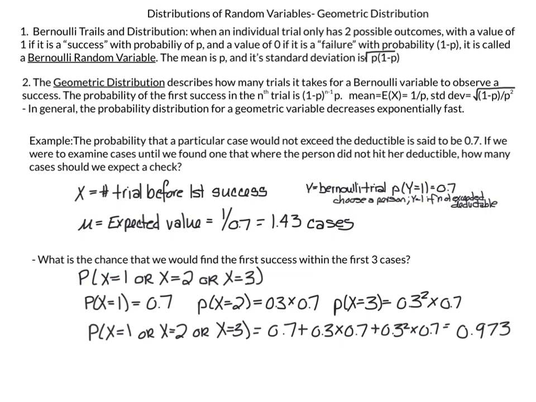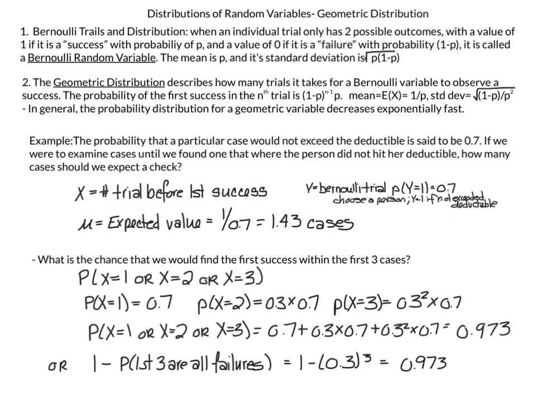It's either going to be... x can only take one value. We're going to have our 0.7 for x equals 1, our 0.3 times 0.7 for x equals 2, and our 0.3 squared times 0.7 for x equals 3, which gives us 0.973 or 97.3%.